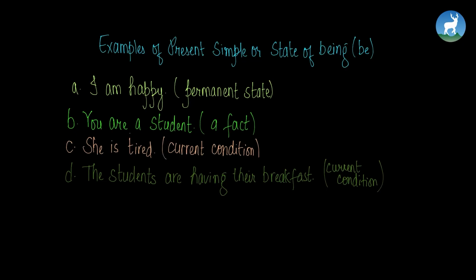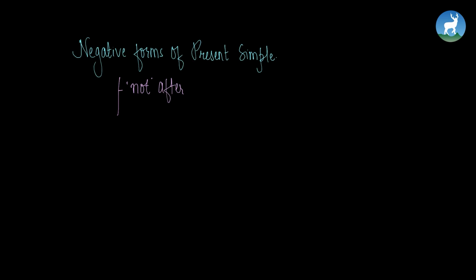Don't get confused with that. Now moving on, let's take one more example. Number E, they are friends. So what is this sentence expressing? It's stating a fact about multiple individuals. Now let's go on to learn about negative forms of present simple, or the state of being. To form the negative in the present simple tense for the state of being, we use not after the verb to be. Let's take some examples.